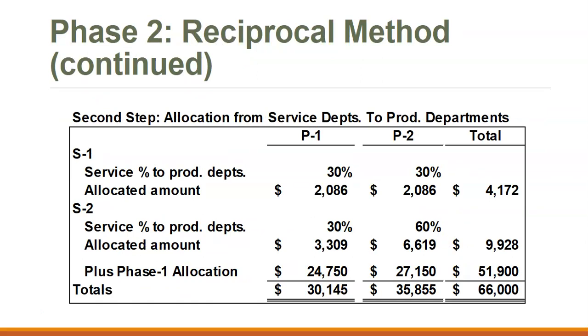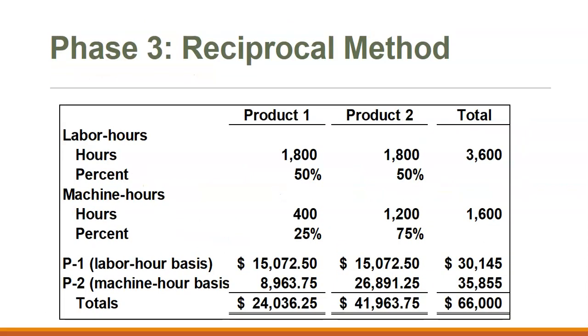Then we look at allocating to the production departments. So we're going to allocate based on the production use. This is similar across all different methods. And then phase three, where we allocate it to both products, also matches all three methods: direct, step, and reciprocal. We will, of course, practice all three of these methods in class.